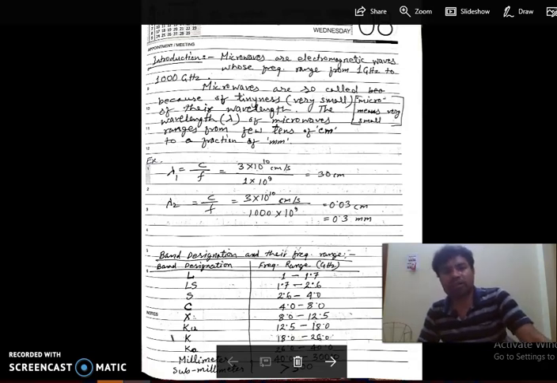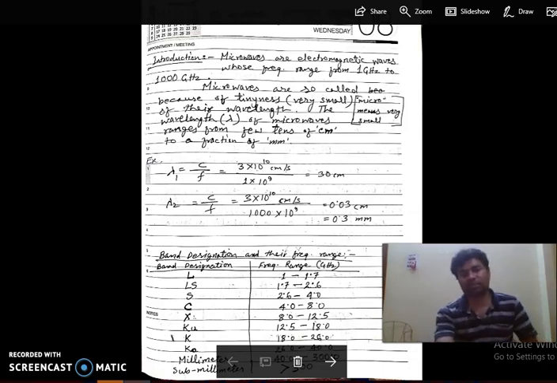Microwaves are the electromagnetic waves whose frequency ranges from 1 GHz to 1000 GHz. These electromagnetic waves are called microwaves because of the tininess of their wavelength. Generally, the wavelength ranges from a few tens of centimeters to a fraction of a millimeter.